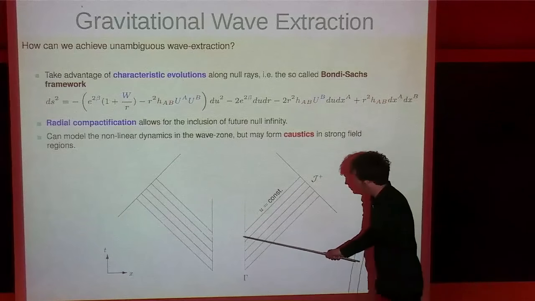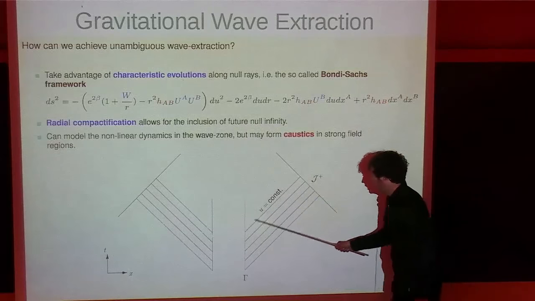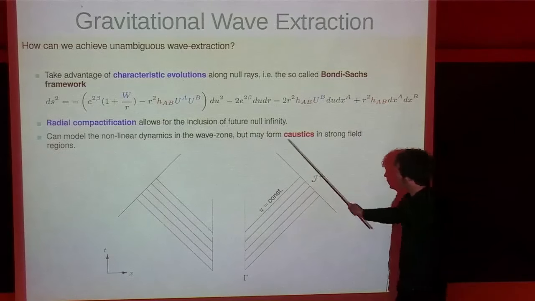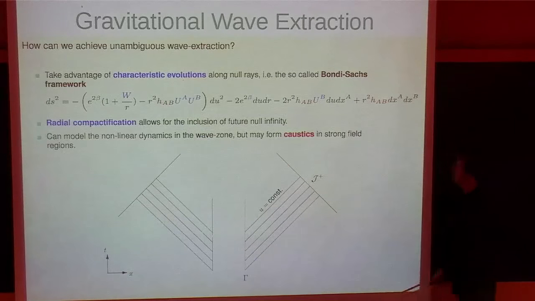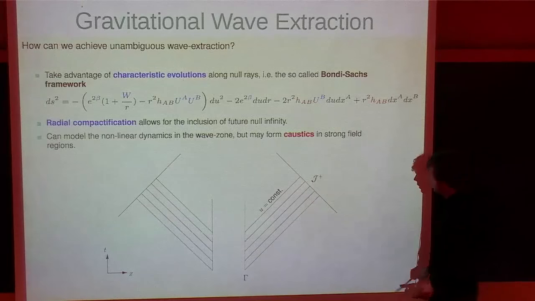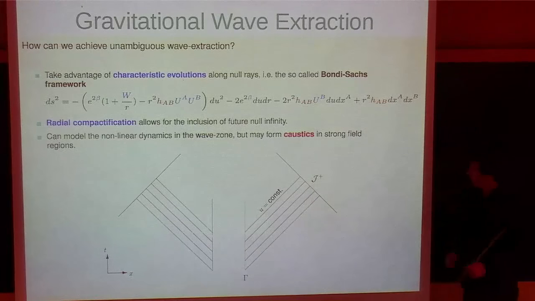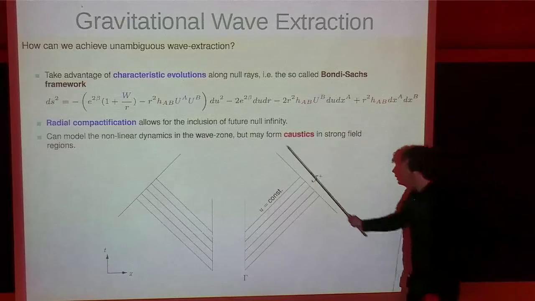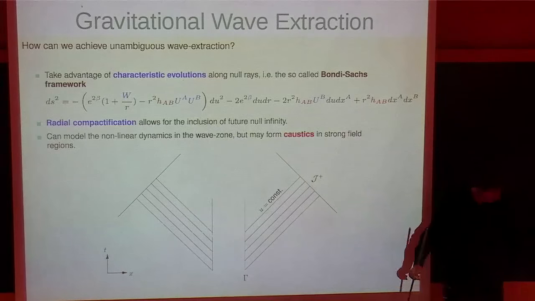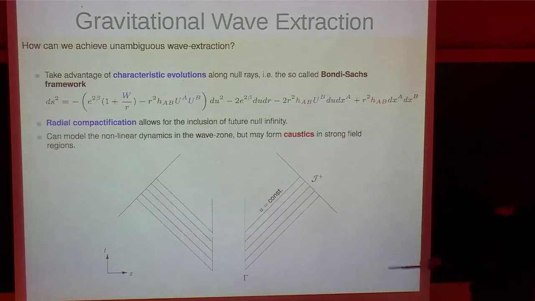So waves are basically propagating along these null rays instantaneously outwards, and we can compute radiation here, free of any finite radius effects and also free of gauge effects, because we actually transform to the Bondi gauge, the gauge that a gravitational wave detector would also perceive.